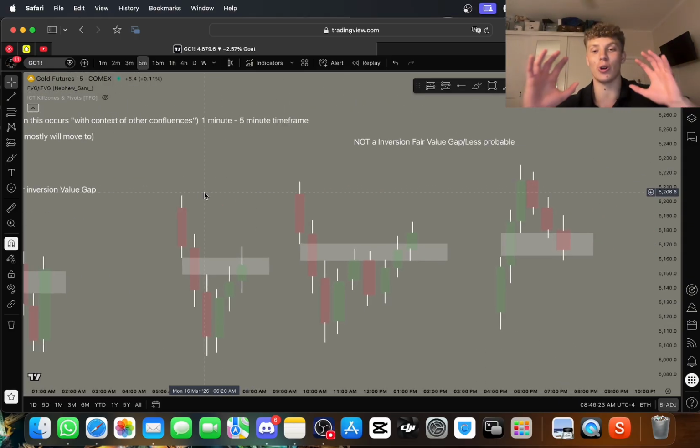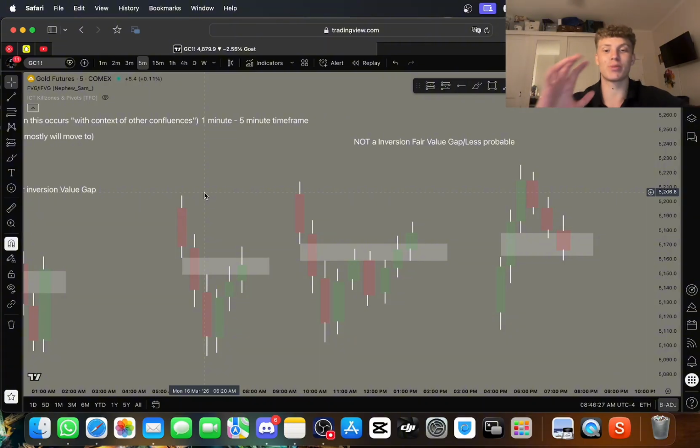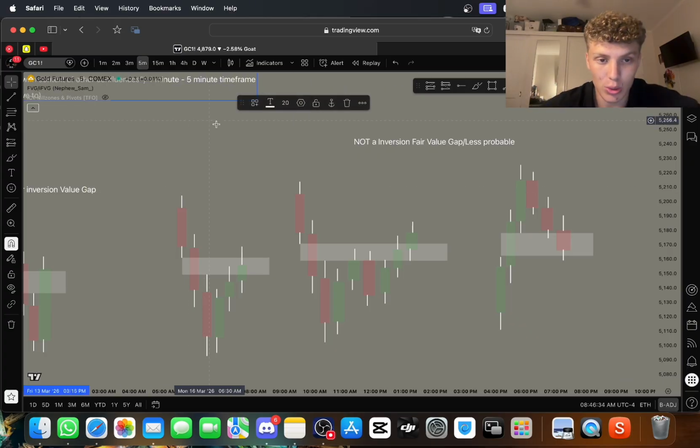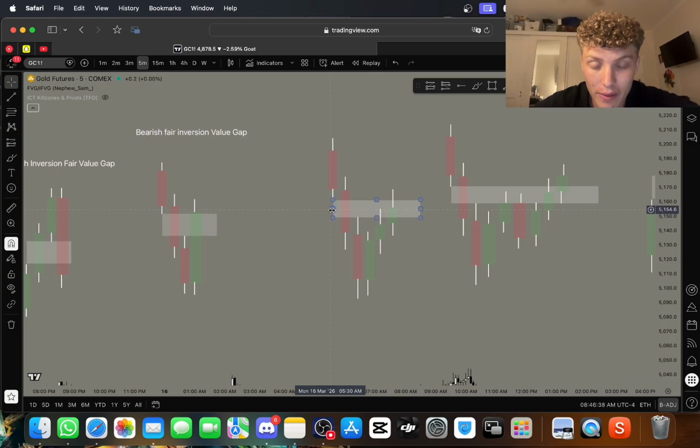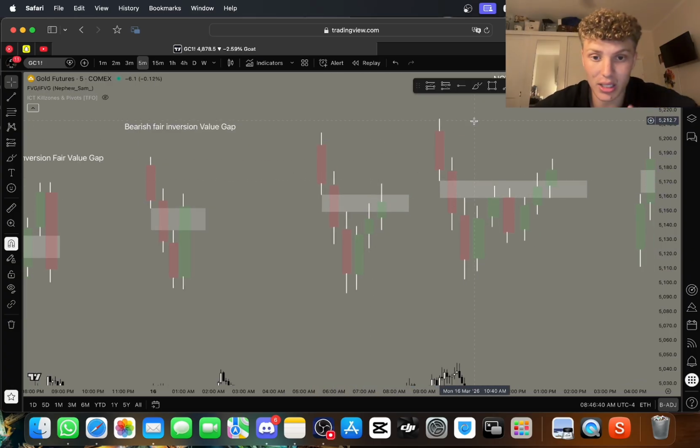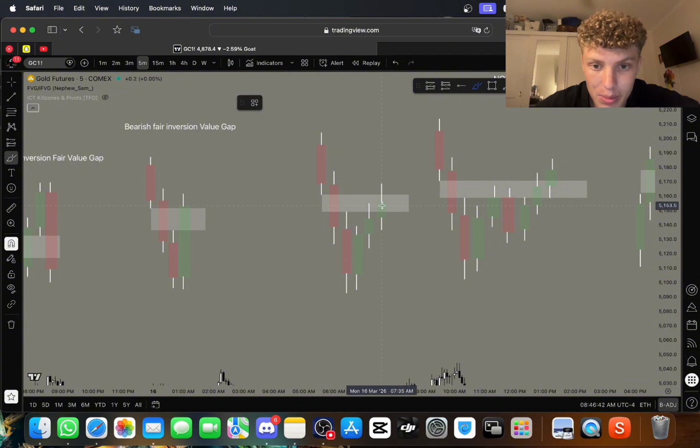And now I'm going to show you what inversion fair value gaps aren't, and less probable inversion fair value gaps. These are still inversion fair value gaps, but just way less probable ones. So we'll move that out of the way. So here, we've got a bearish fair value gap here, and price doesn't invert this fair value gap. Why is this? Because this candlestick doesn't close above this fair value gap.